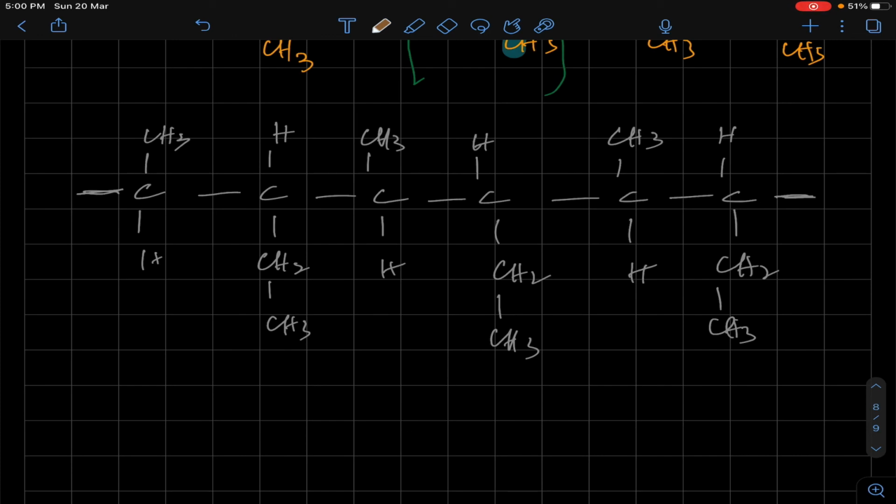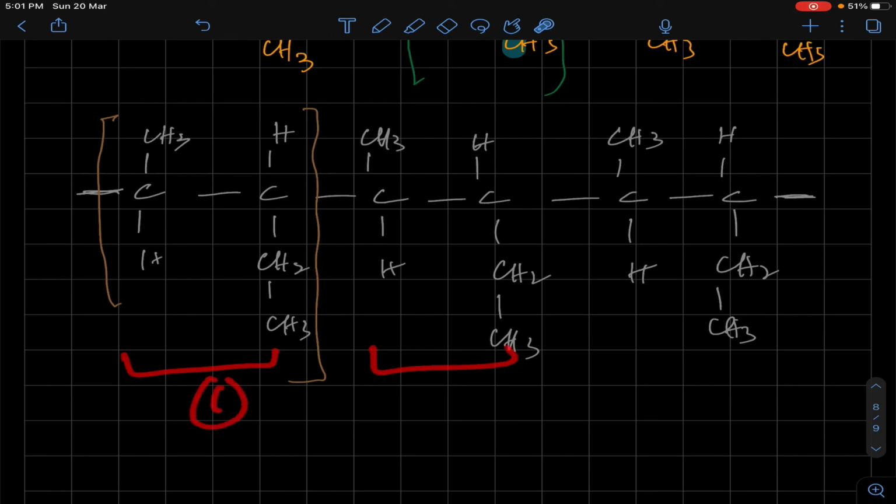So if I start the repeating unit from this side, this is the pattern. You just have to take two adjacent carbon atoms in your repeat. So this is the repeating unit. This is the pattern repeating itself again and again. So this is the first repeat, second repeat, and third repeat. So we have 3 repeats drawn here, right?